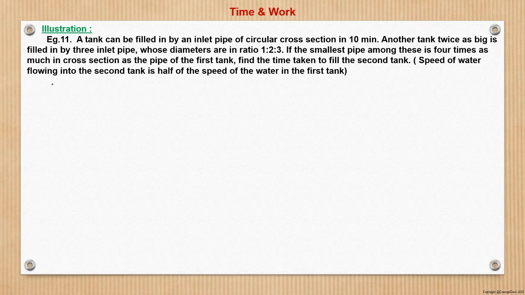So we know that in the first tank, what is the work? Work is nothing but volume. That is pi r1 square, r1 we do not know, into velocity, that would be v1, into time. What time? That is 10 minutes, right? 10 minutes. And in tank 2, there are 3 pipes with diameters or radiuses in the ratio 1 is to 2 is to 3.